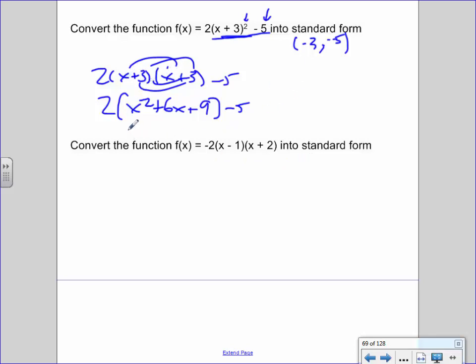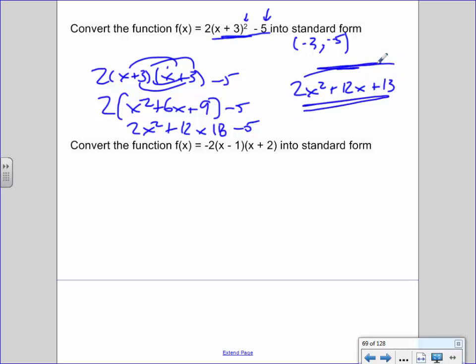Then I'm going to times it by 2 to give me 2x squared plus 12x plus 18. But then afterwards I have to minus 5. So my final answer is 2x squared plus 12x plus 13. There. Now it's in standard form.